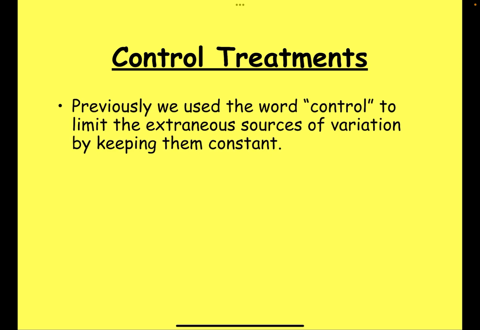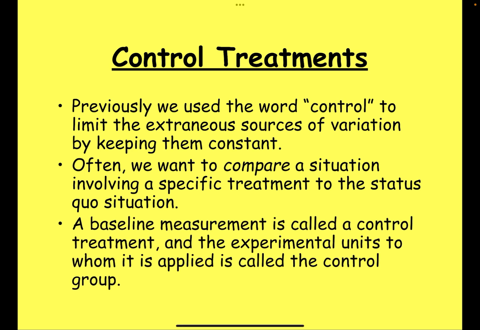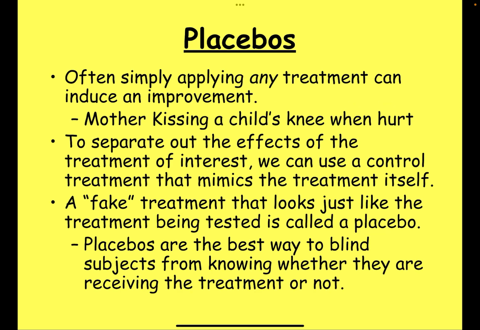It's important to remember that when dealing with controlled treatments, we used previously the word control to limit the extraneous sources of variation by keeping them constant. But often we really want to compare a situation involving a specific treatment to the status quo. So remember, control treatments are really important because they provide us with a baseline measurement, and the experimental units to whom it is applied are our control group. We do often use placebos in these scenarios.